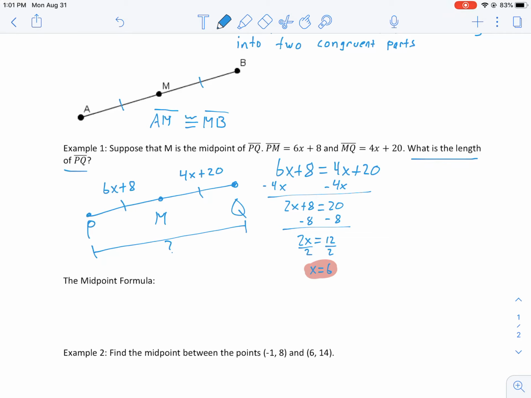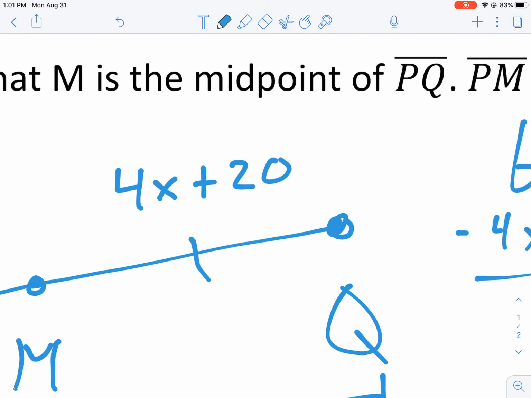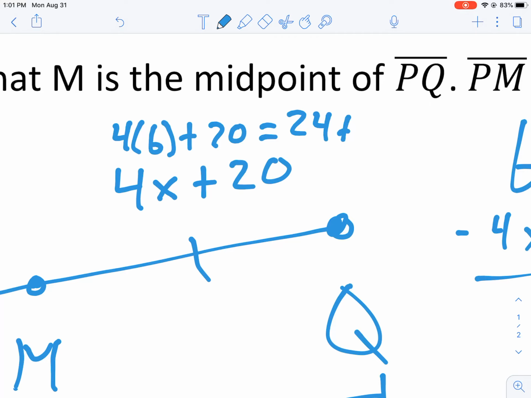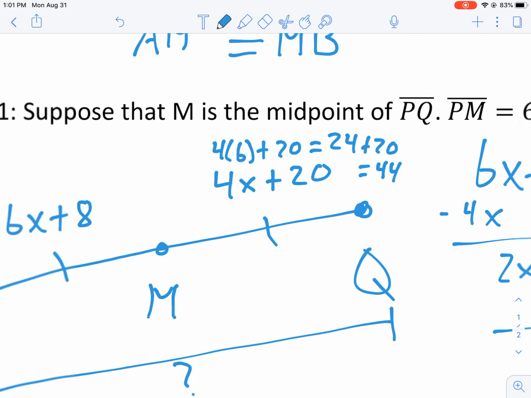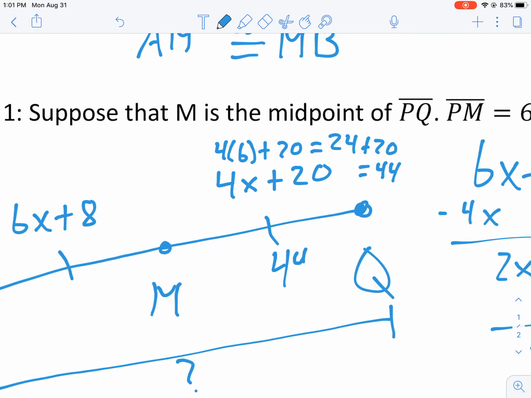So PQ is the whole segment. So in order to figure out that length, we're going to have to plug in that x value that we just got. So I'm going to plug it in right here. All right, so we got 4 times 6 plus 20. 4 times 6, that's 24. 24 plus 20 is 44. So this distance right here is 44.